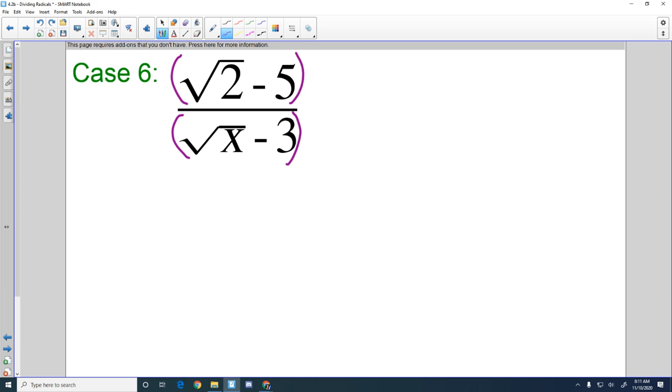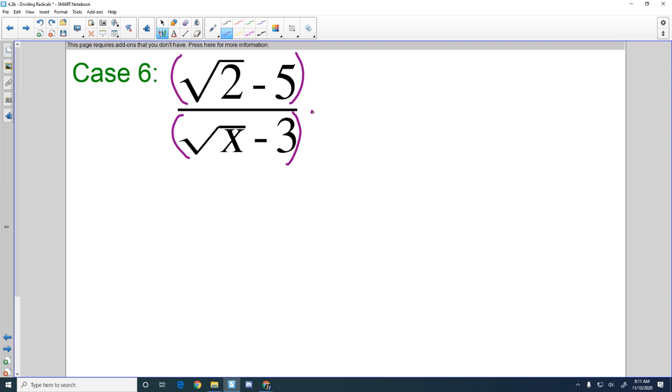Sometimes it helps to draw parentheses around them to remind you, hey, I have to treat this as a whole grouping together. I can't just focus on just the root. I have to look at that whole polynomial. And remember, our goal is to cancel out the radicals in the denominator, right? I don't care if there's anything up top, it's just in the bottom.